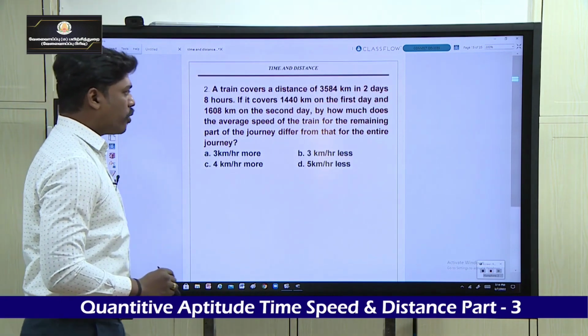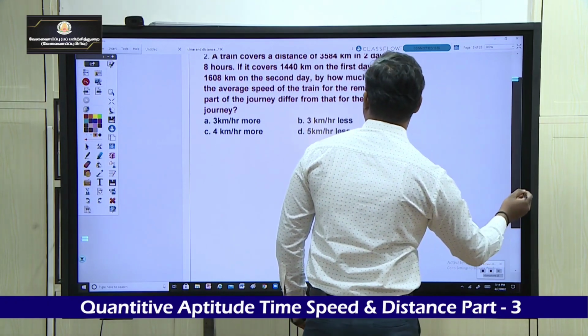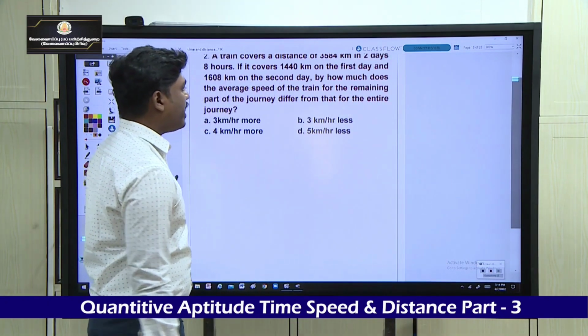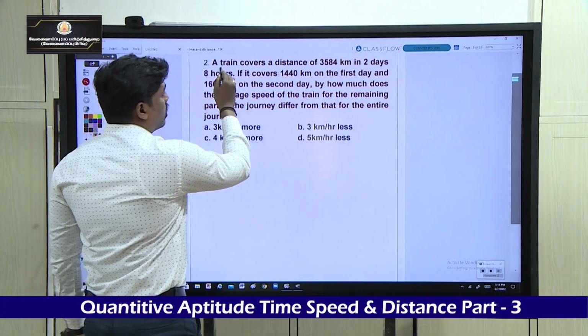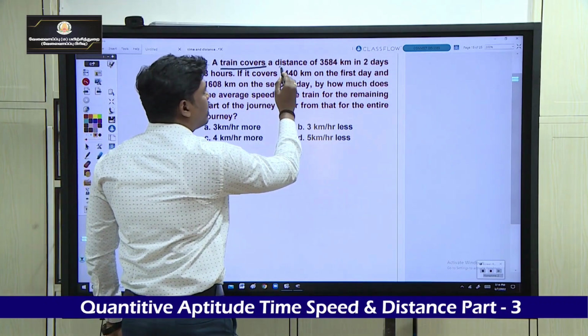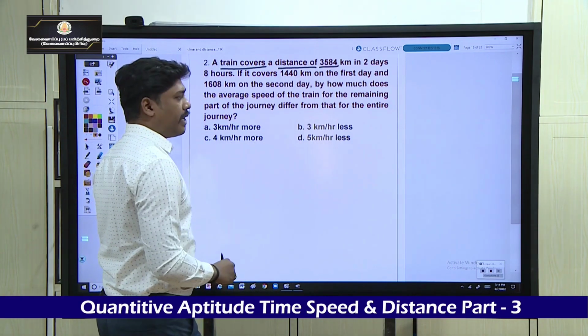We can just move on to the next problem based on average speed. So here a train covers... look at the question here. A train covers a distance of 3,584 km in 2 days, 8 hours.